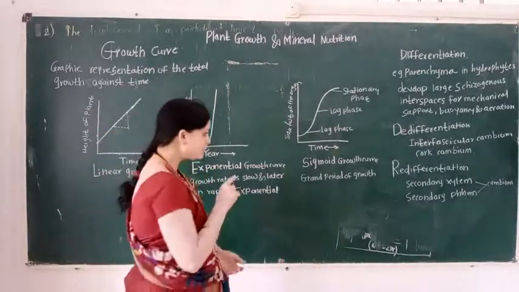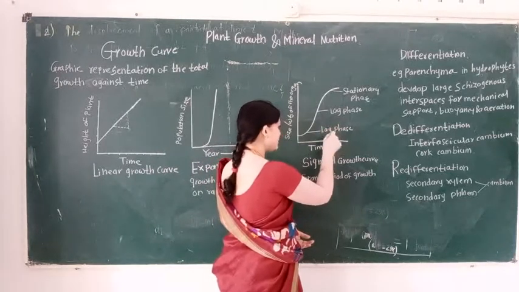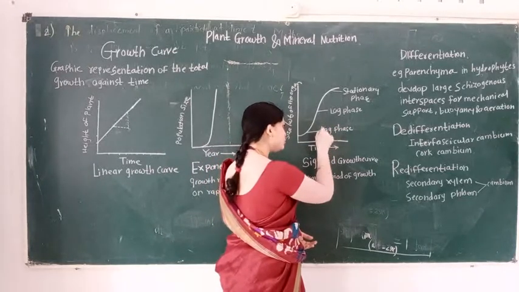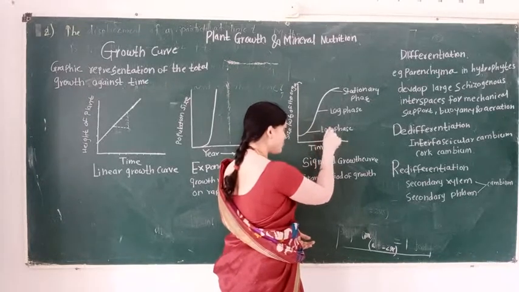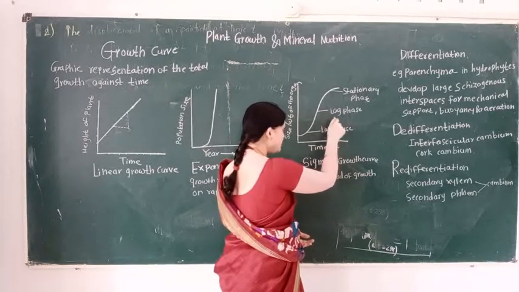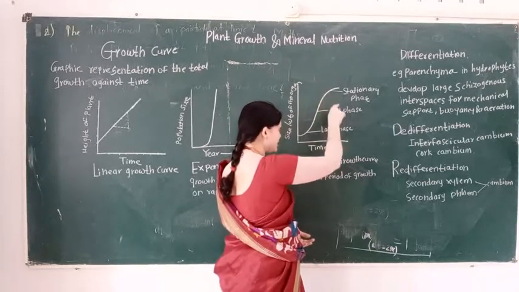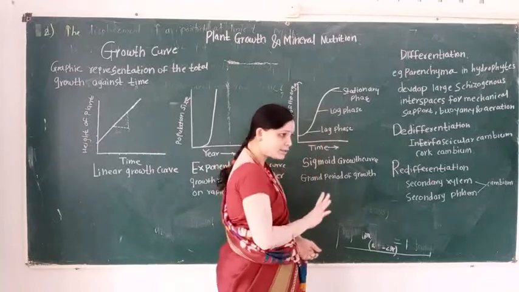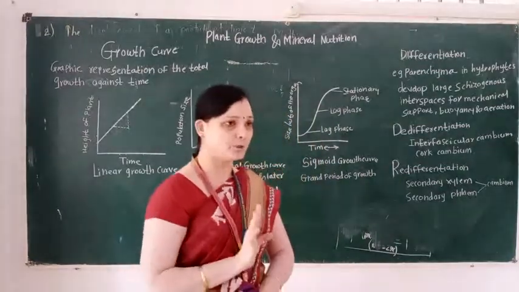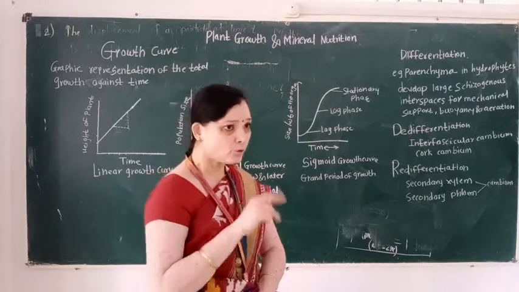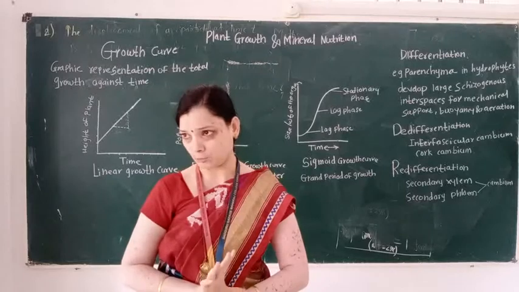So in the sigmoid growth curve, the lag phase is similar to the phase of cell division, that is the formative phase. The log phase is similar to cell elongation, and the stationary phase is similar to the phase of maturation or differentiation. So what happened in a sigmoid type of growth curve?